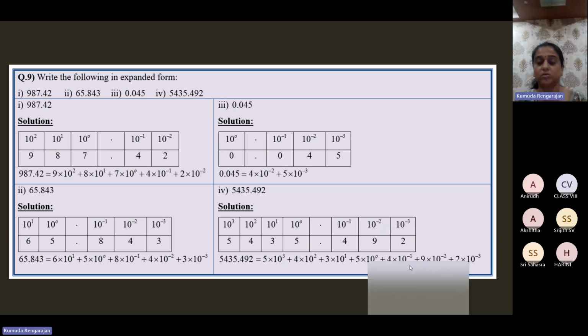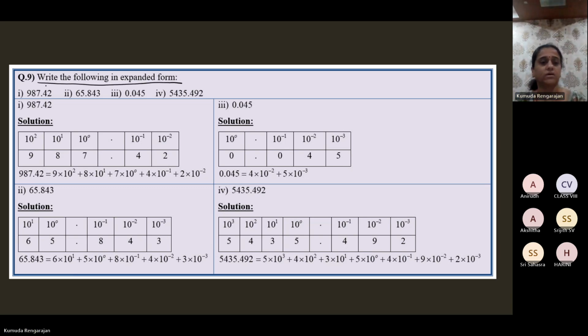Okay. This you can understand. Just write down the question and work out the answer. The heading is: write the following in the expanded form. So these numbers are given to you and you'll have to write them in the expanded form.